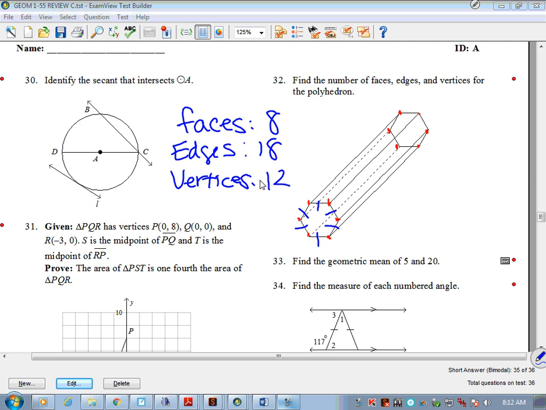And if you found faces and edges or faces and vertices and you wanted to use Euler's formula, more power to you. That's lesson 49, Introduction to Solids. You can find that formula right there. Maybe easy enough just for you to count. That's going to work for me there.